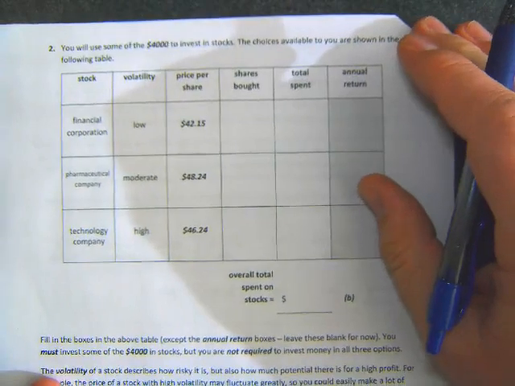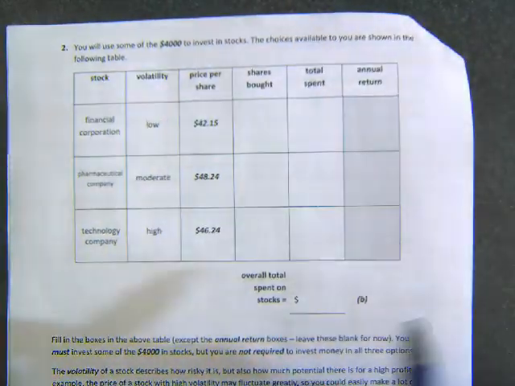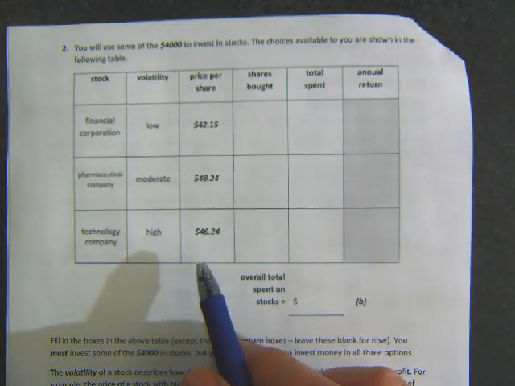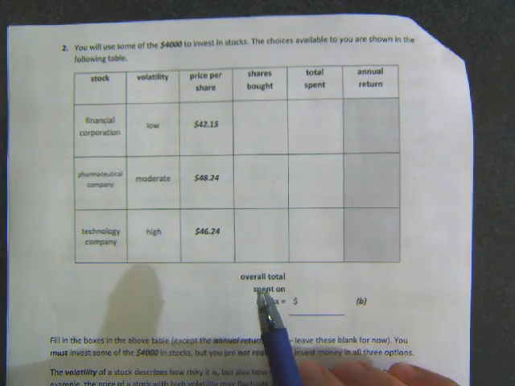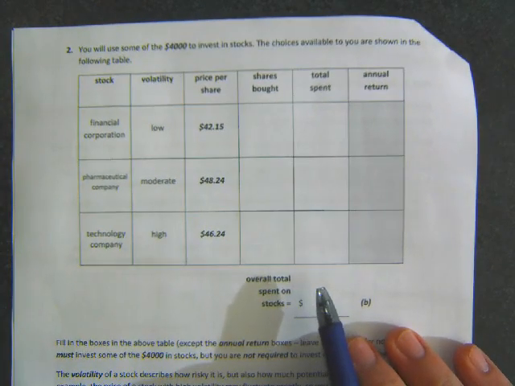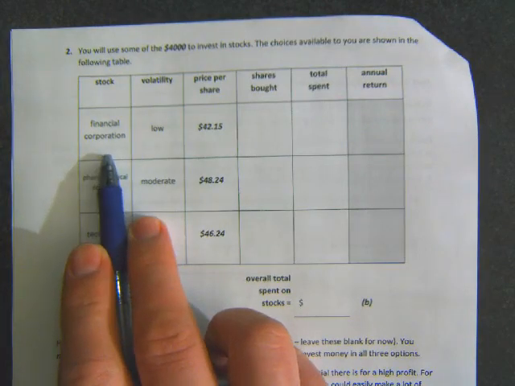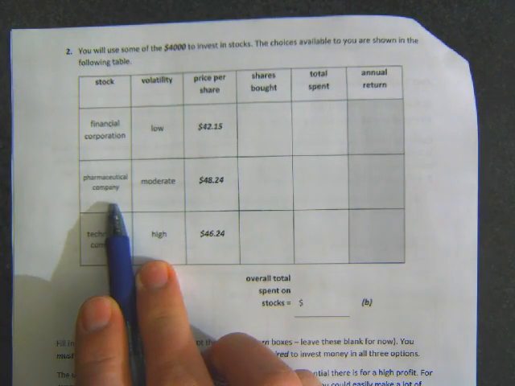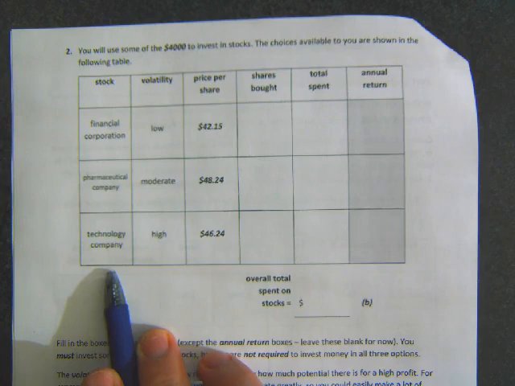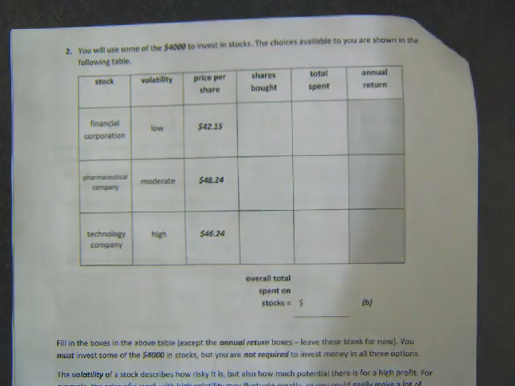Okay, part 2, or question 2. Now we're going to be investing in stocks. You, again, just like the bonds, can buy multiple stocks. You can buy financial corporation stocks, pharmaceutical corporation stocks, or tech company stocks. Those are all choices for the stocks.